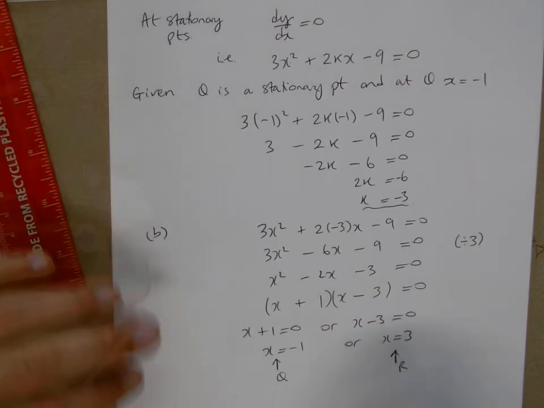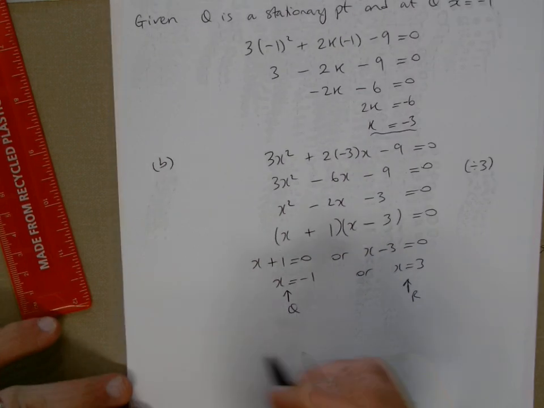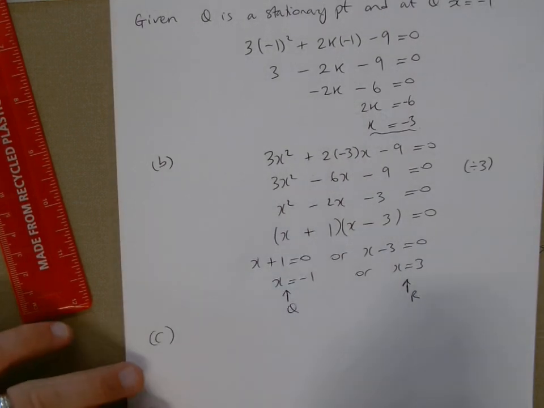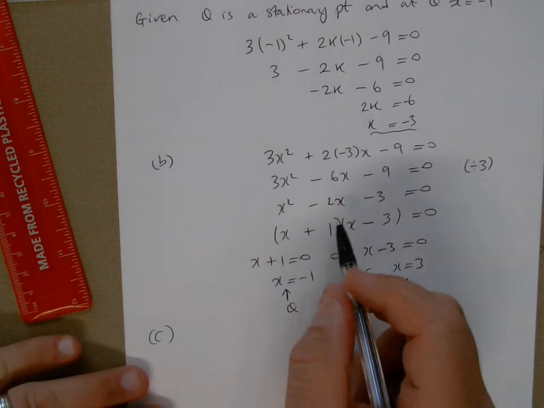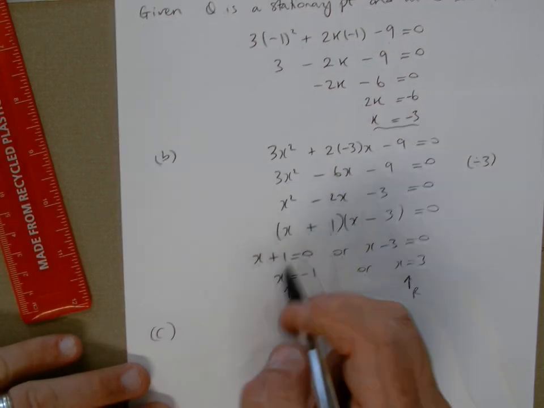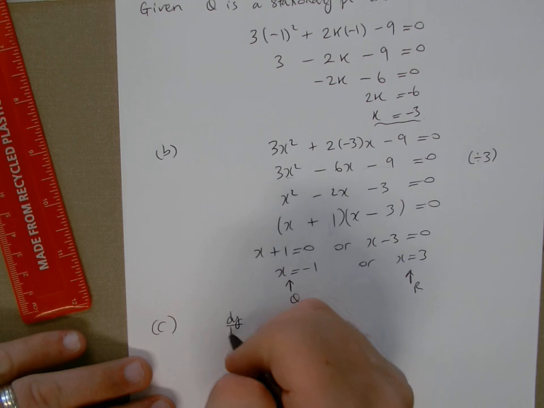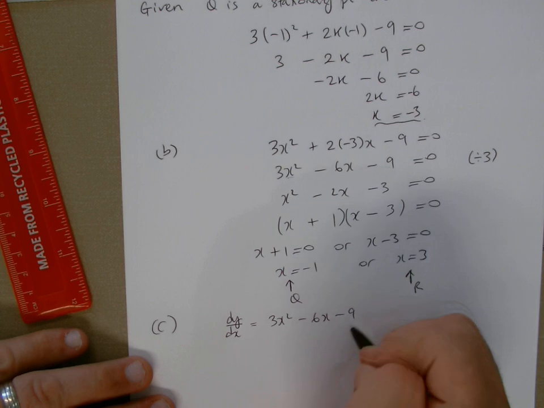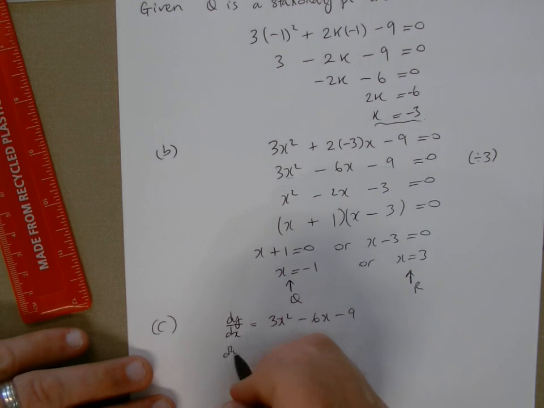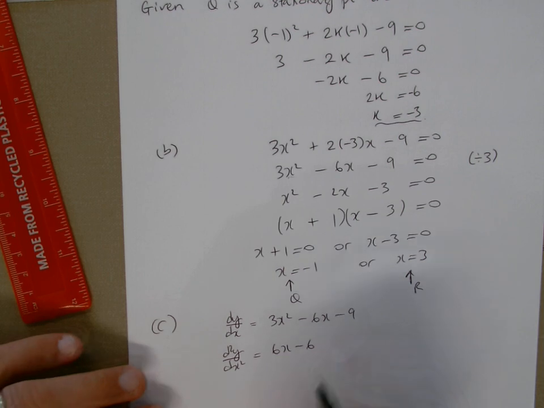Okay. Part C then says determine the nature of each of the stationary points of Q and R. Now to get their nature, we need to see whether they're a max or a min. So remember now, dy dx is equal to that, isn't it? That's what dy dx is equal to. Dy dx is equal to 3x squared minus 6x minus 9. So d2y by dx squared, the second derivative will be 6x minus 6.